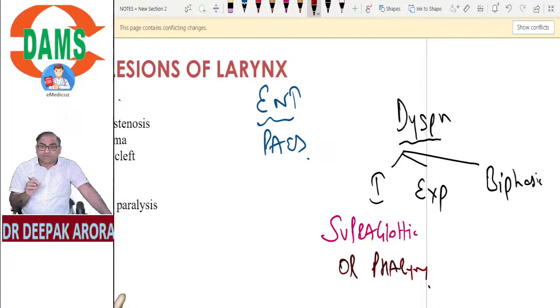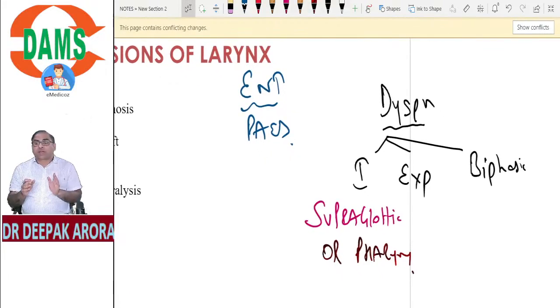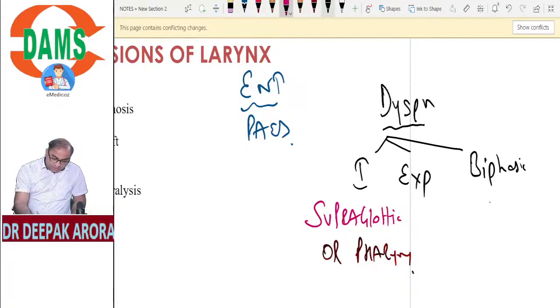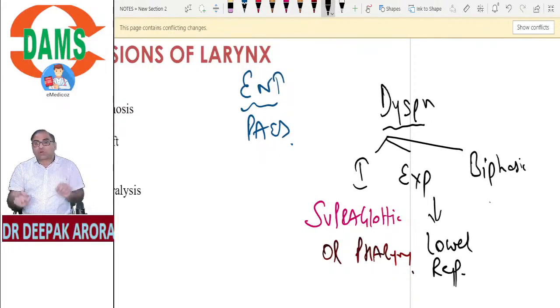You people tell me, if there is inspiratory dyspnea, it will be supraglottic segment, supraglottic area, or you can use the word pharynx. Sometimes the examiner gives some pathology in the pharynx. It is supraglottic segment. Then this concept here: lower respiratory tract, that is your lower part of trachea, bronchi, they have which type of dyspnea, beta? Always make a concept. This is the important concept. Lower respiratory tract will be having expiratory dyspnea.